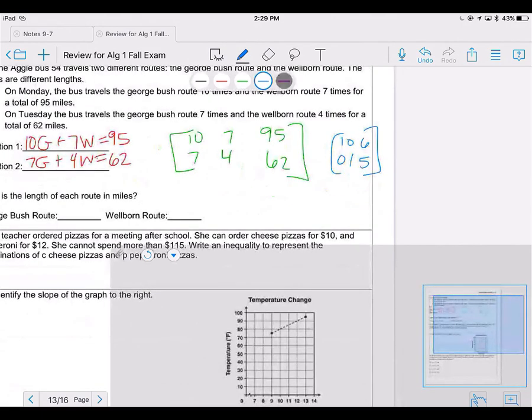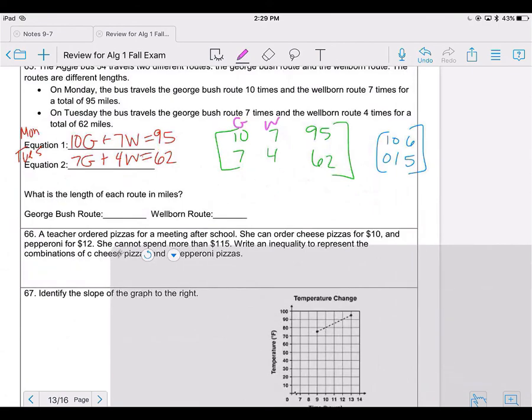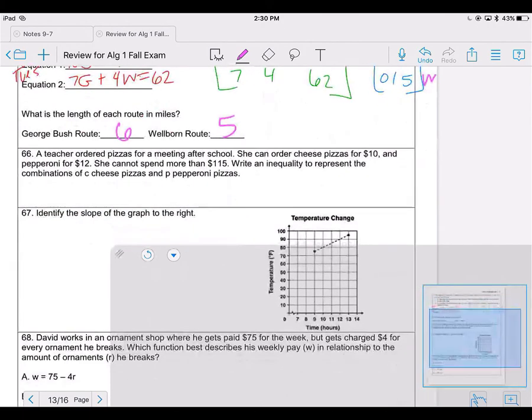Now they are asking me about both routes, the George Bush and the Wellborn. We put them in G and then W, so they come out G and then W. So George Bush is 6, Wellborn is 5.